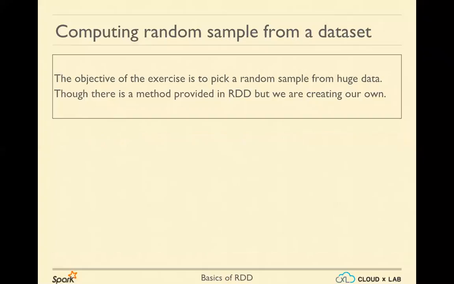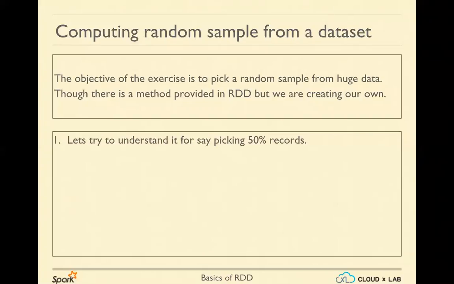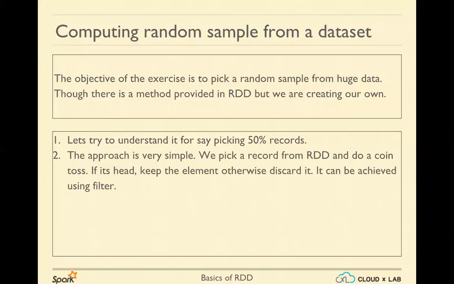In the same way, let's say we want to pick just 50% of the records, not the entire set. It's quite useful and quite common to pick a sample, by the way. It's a very practical question. The approach is very simple. We pick a record from the RDD and do a coin toss.